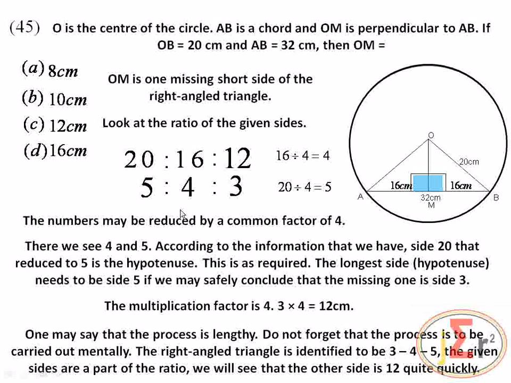One may say that the process is lengthy. Do not forget that the process is to be carried out mentally. The right-angled triangle is identified to be 3, 4, 5. The given sides are a part of the ratio. We will see that the other side is 12 quite quickly, and that we have already done.